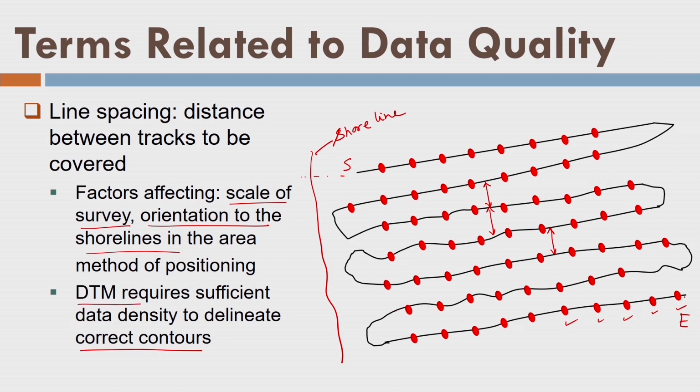Now the DTM, so DTM requires the sufficient data density to draw the correct contours. That means I need to have more amount of data, at the same time I need to have more accurate data. That means each and every point should be more accurate for smaller contour interval.